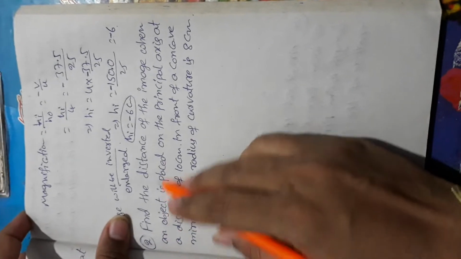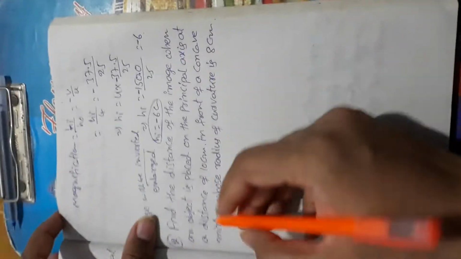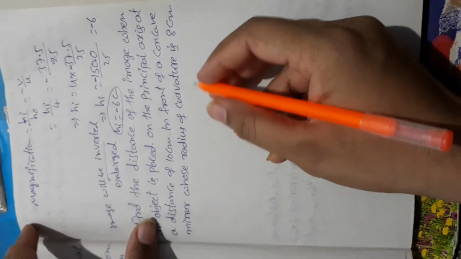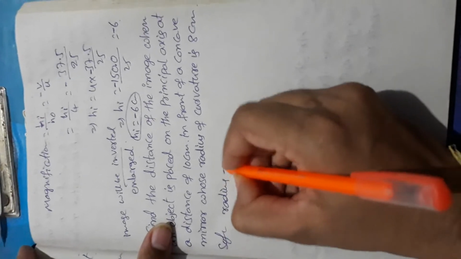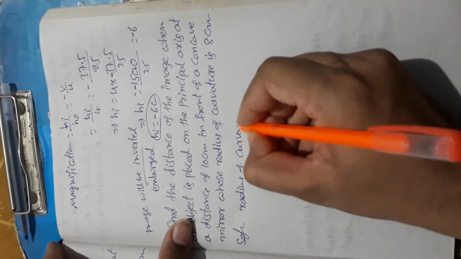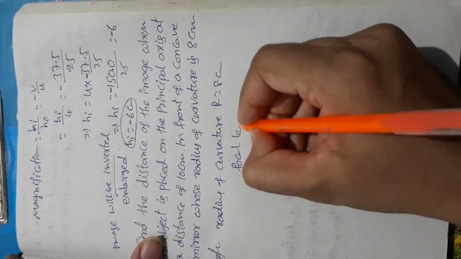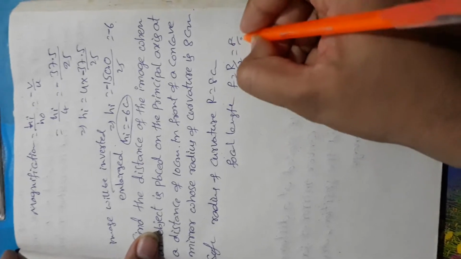Next, coming to the second problem: find the distance of the image when an object is placed on the principal axis at a distance of 10 centimeters in front of a concave mirror whose radius of curvature is 8 centimeters. Here the given information, first one is radius of curvature, R equals 8 centimeters. From this we want to find the focal length. Focal length F equals R by 2, that means 8 by 2 is 4 centimeters.